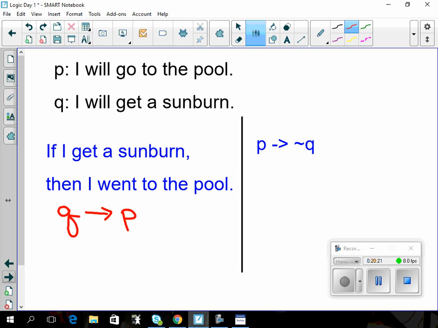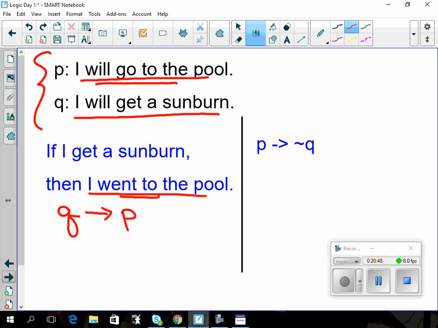Up here, P is I will go to the pool, and Q is I will get a sunburn. So these are given to us, right? And we're just looking at our words and deciding, based on what we're told P and Q are, what the symbols are that we're going to use. I'd say if I get a sunburn, that's how it starts. I started with Q. Then I will go to the pool, which is P.